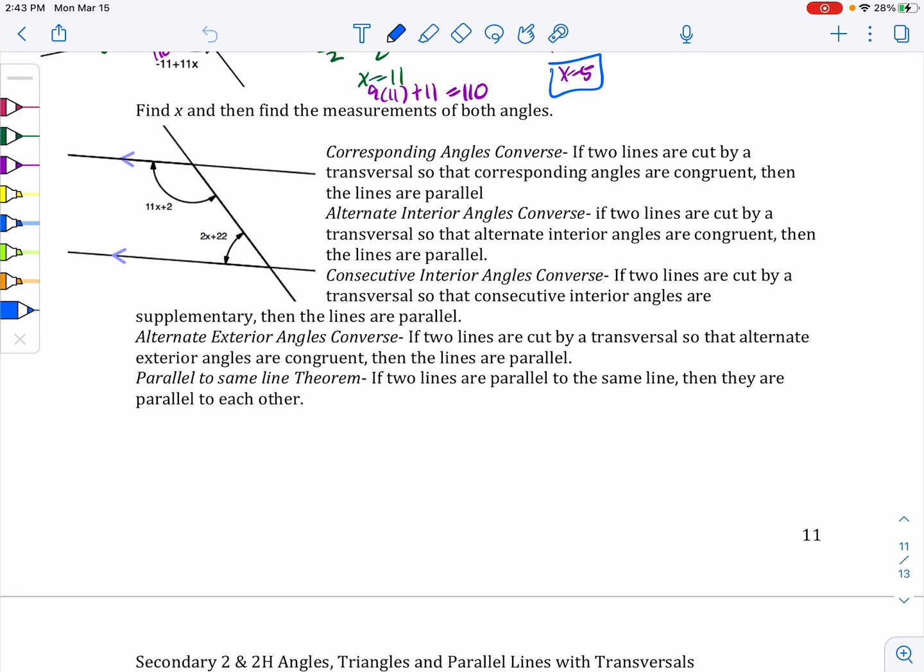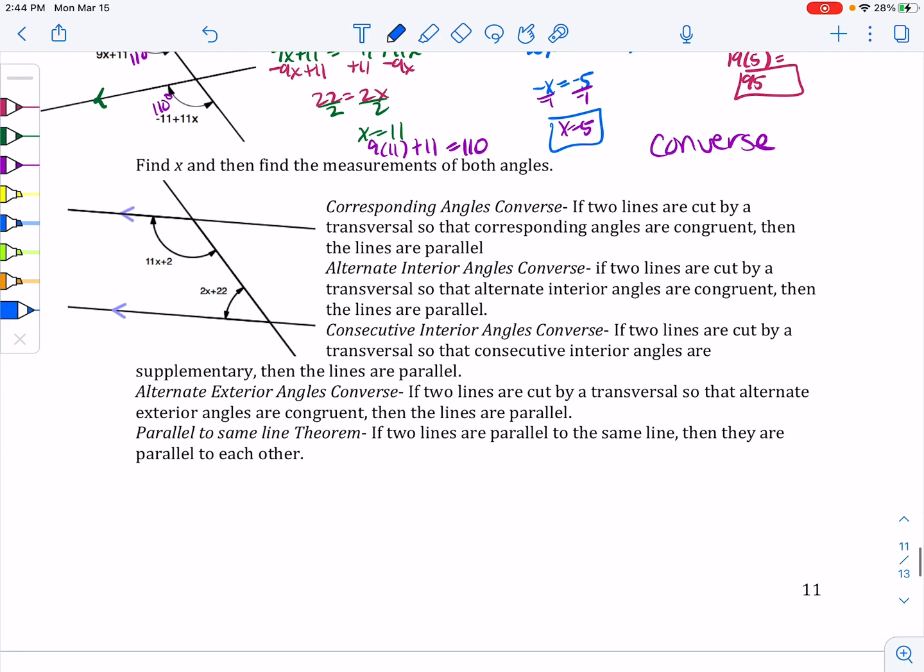Well, now we have the converse. The converse is where you switch the if and the then. So actually, let's write it like this. Originally we had if P then Q. This would be if Q then P. So you're switching the hypothesis and the conclusion, or the if and then.